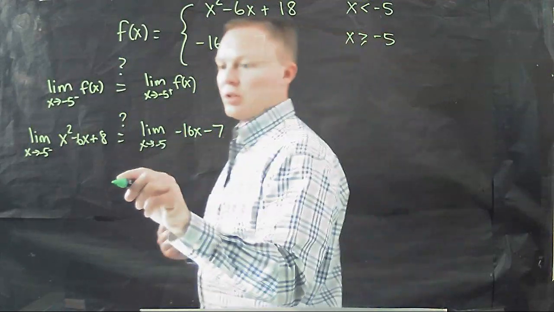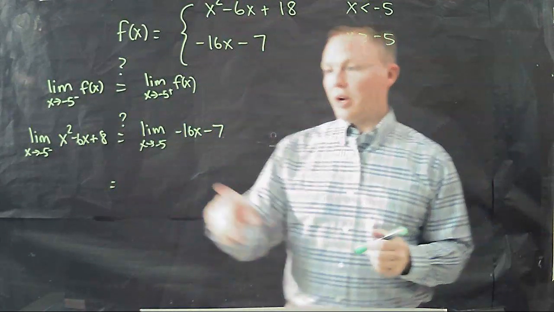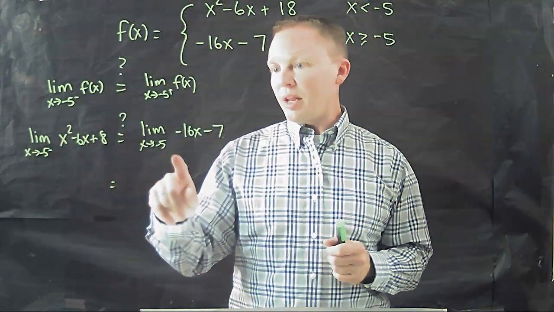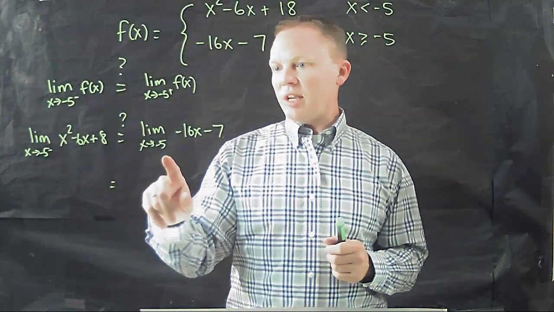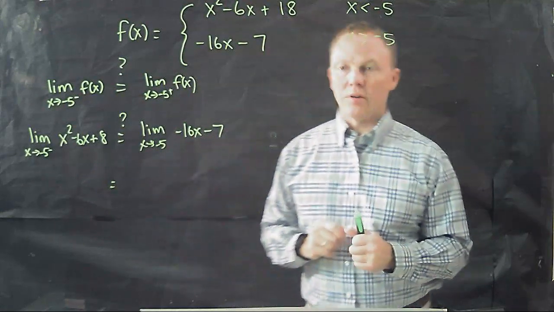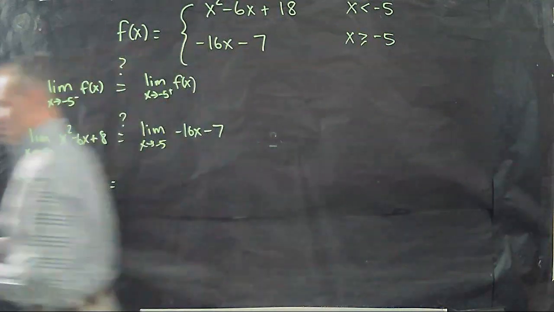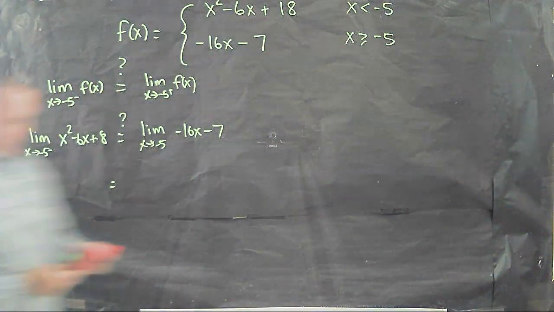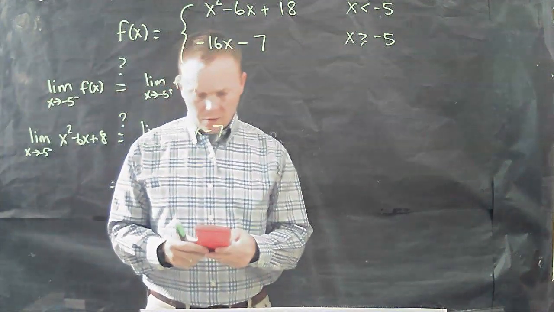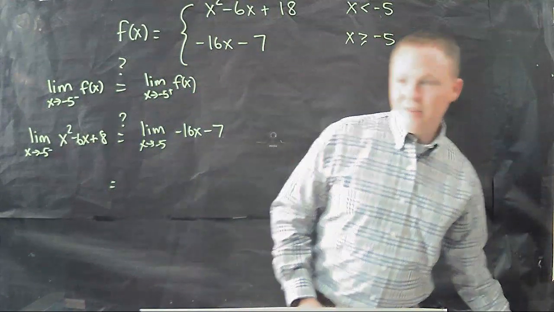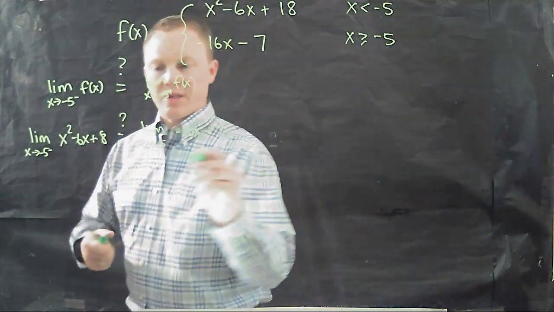So what happens here as x goes to -5? Okay? What are we getting here? So we're going to have -16 times -5 minus 7. If we want to do that on a calculator, $73. I'm just lazy. I didn't want to do that arithmetic in my head.